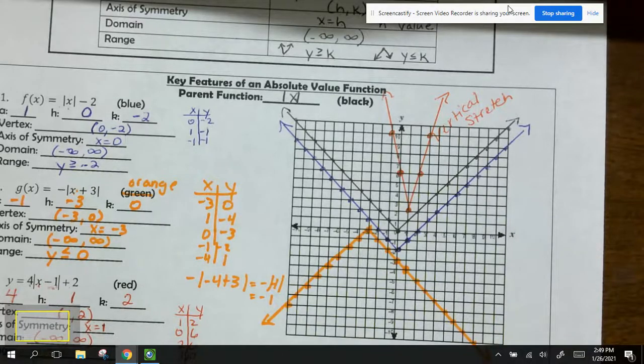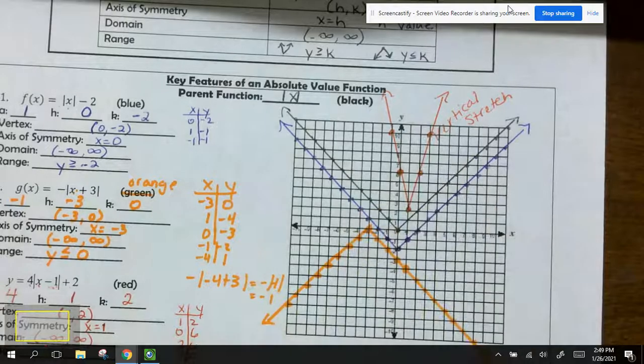If you have an A value that looks like a fraction that's between 0 and 1, it's actually going to be called a vertical compression. It's going to push that thing out farther. Okay, so in this case, we had a vertical stretch.